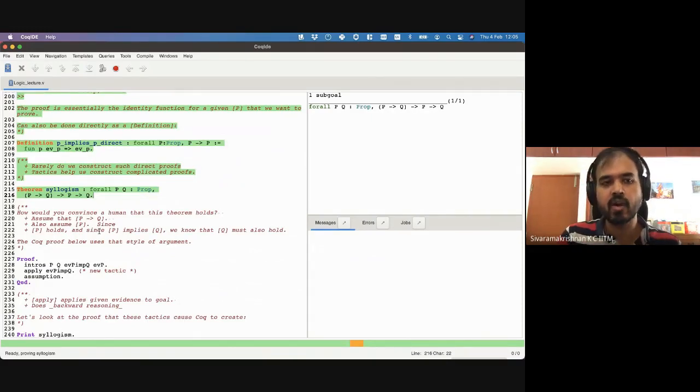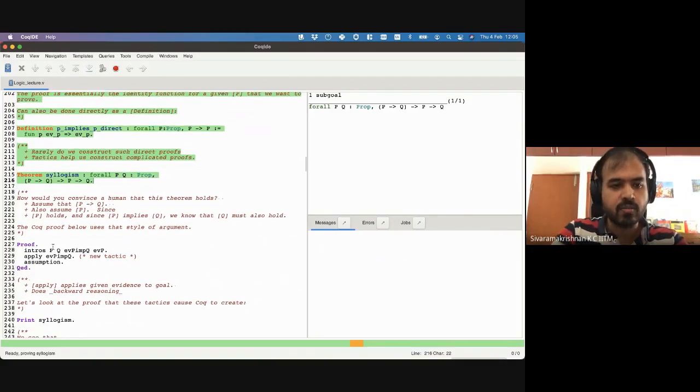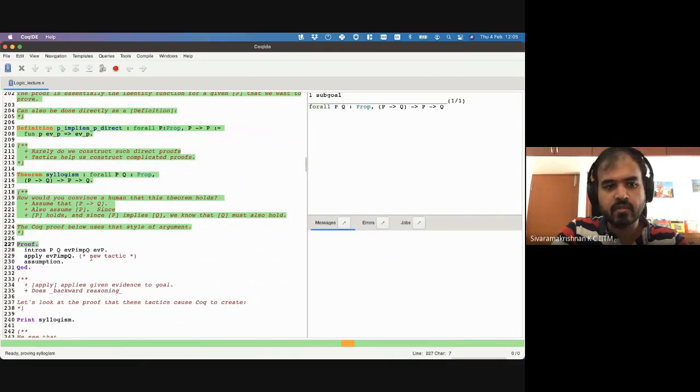But how do we actually go ahead and prove it using tactics? So here is the proof. Once you start the proof, you get the same theorem underneath. You do the introductions, so I'm going to introduce P and Q. I name them PQ, the evidence for P implies Q, and P, the evidence for P.